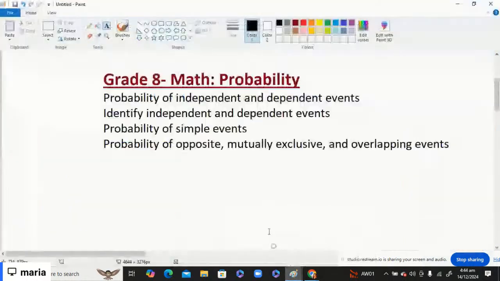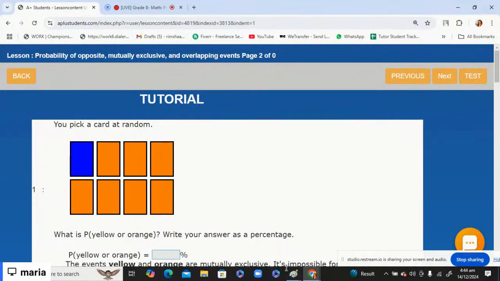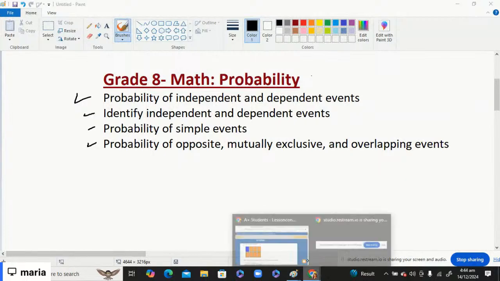Hope you guys understand this lesson. So today we discussed graded maths. The chapter name is probability. Here are the names of the lessons: probability of dependent and independent events, identifying dependent and independent events, probability of simple events, and probability of opposite, mutually exclusive, and overlapping events. You can find all the lessons on aplusstudent.com.